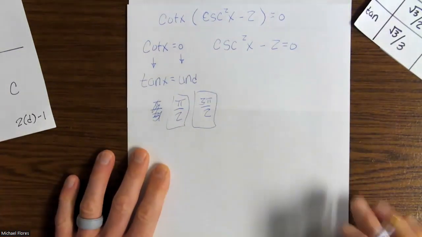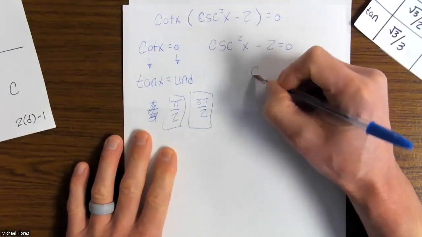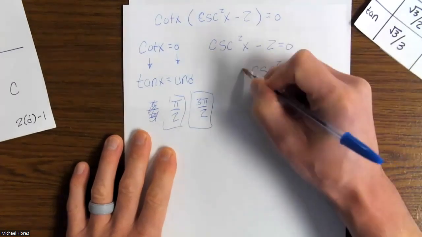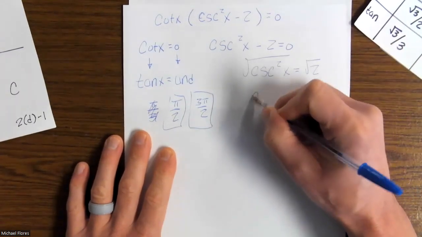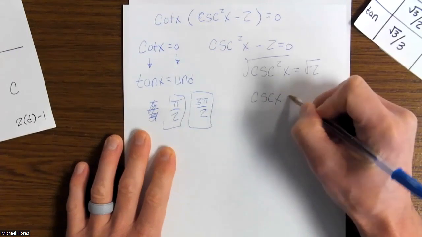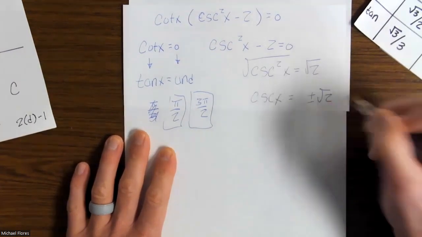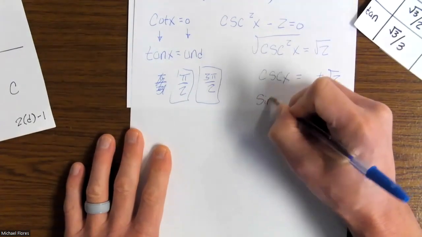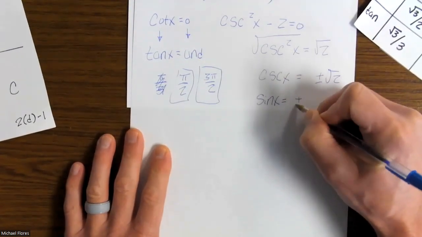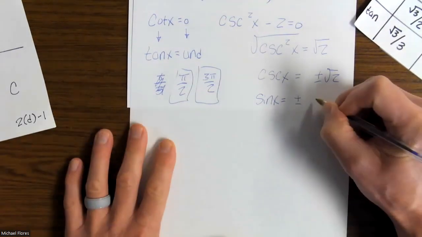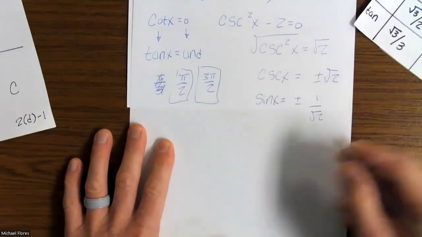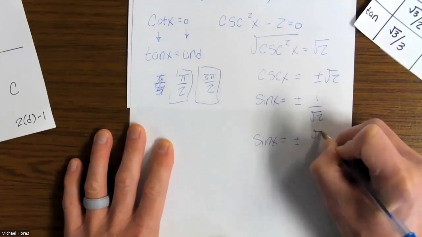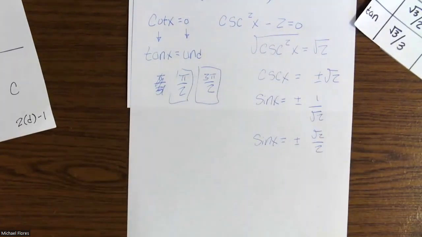Now we can begin solving this problem here. First, add 2 to both sides. Square root both sides. Okay, now we need to do reciprocal here. The reciprocal of cosecant is sine plus or minus. The reciprocal of root 2 would be 1 over root 2, meaning you have to rationalize the denominator. And if you do that correctly, you would get root 2 over 2.